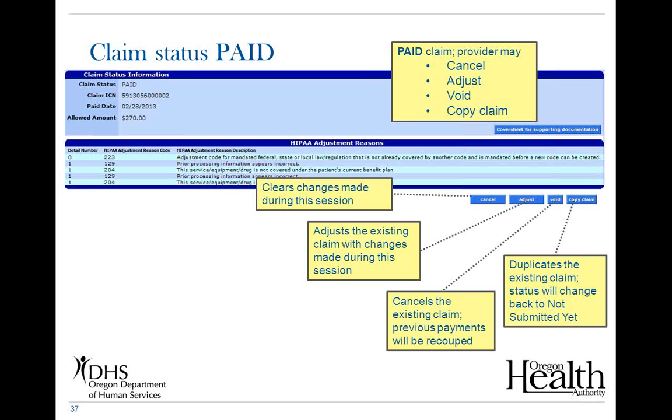Just be careful when you're using those functions because, again, the adjust, the void, and the copy claim, you're making some pretty serious changes in the system. Adjust and void, you're pulling a claim and either replacing it with something or replacing it with nothing. And then that financial piece will be a little bit different. And then the copy claim, if you're using that, just make sure that you're changing everything that needs to be changed for those additional services.